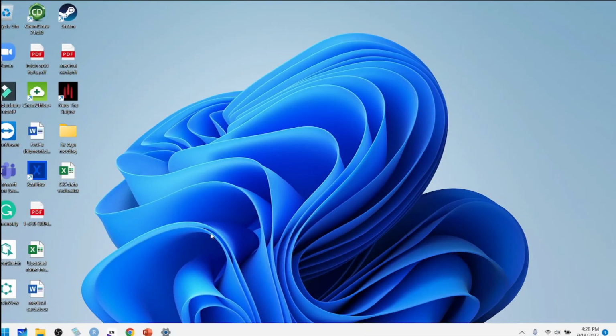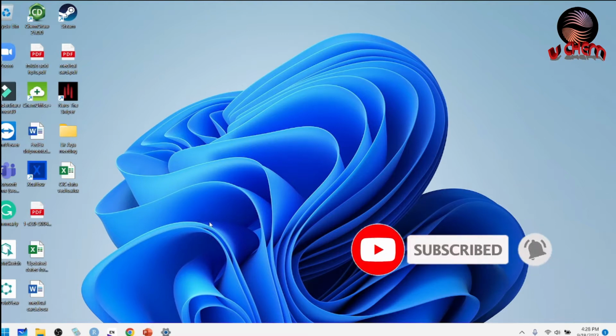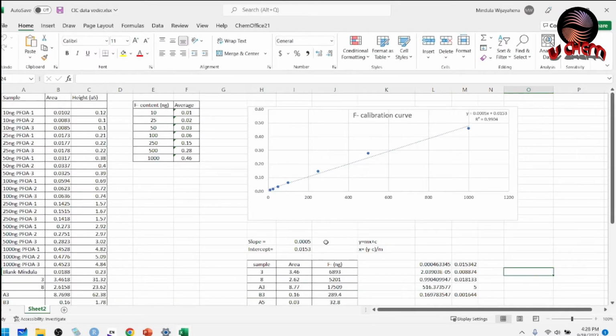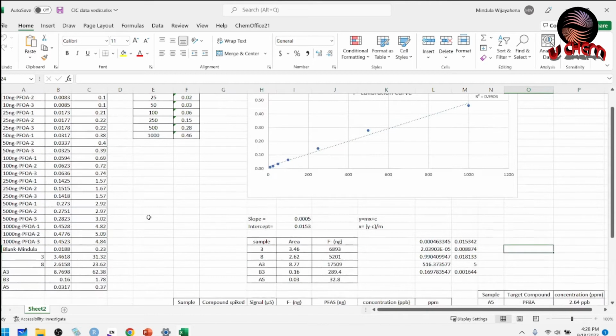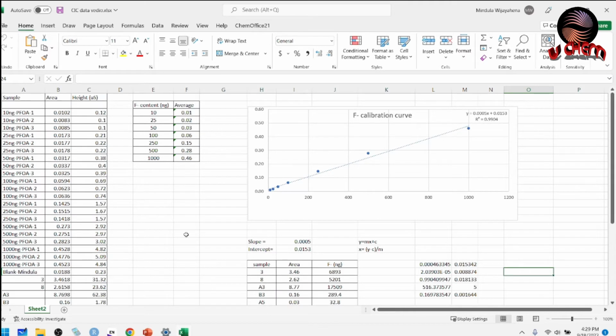Hi guys, today I have another work that we can do via Excel. That is, if you have a data sheet with the data that we need for the calibration curve, I'm going to teach you in this video how you get an unknown, like how you find the concentration of an unknown sample or something you need to get through a calibration curve. So today I'm going to teach you that.